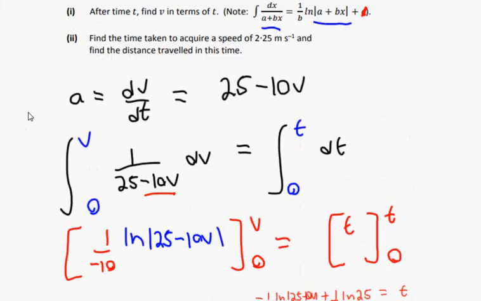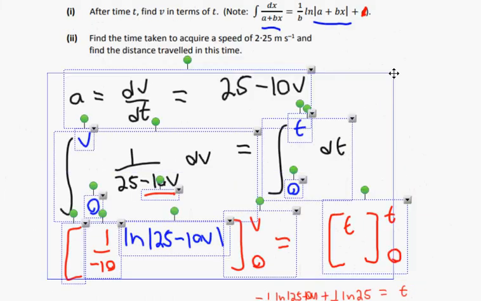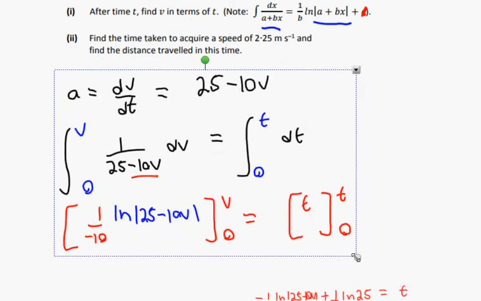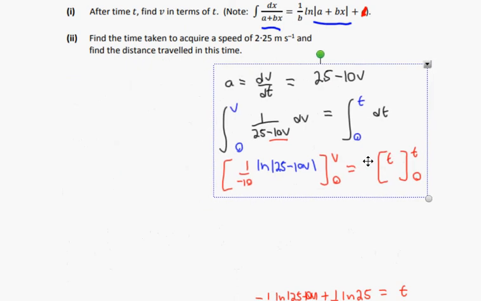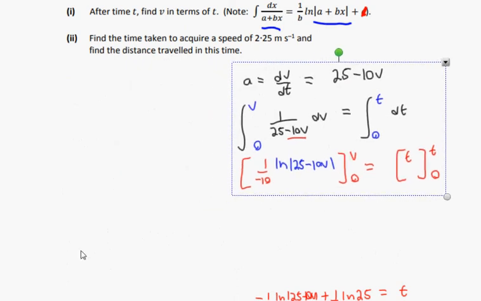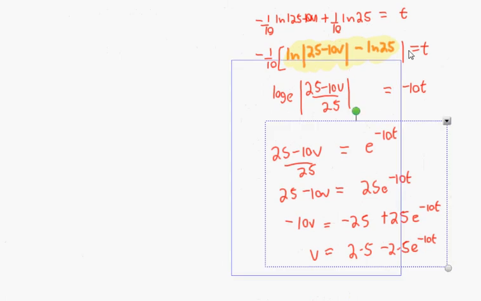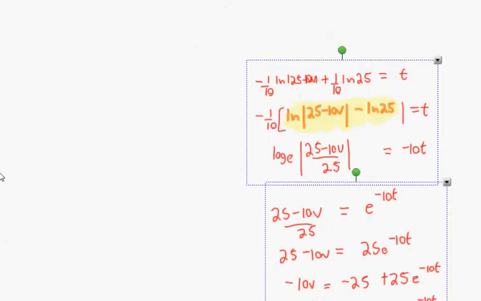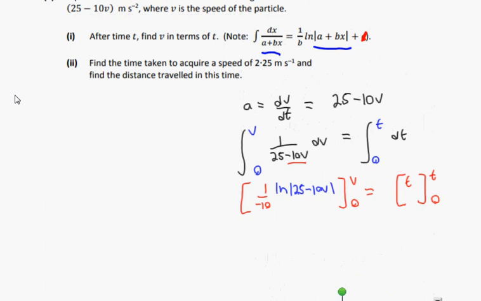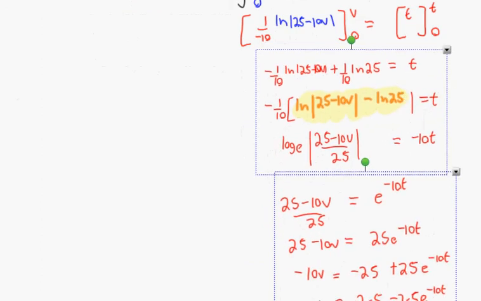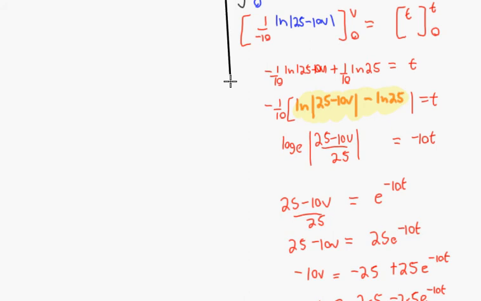Now what they're trying to get us to do next is find the time taken to acquire a speed of 2.25 and the distance it travelled in this time. Oof, distance it travelled in this time. Why can I not just use a linear motion equation? Acceleration isn't constant, so that's a complete no-go for me, I'm afraid. So I might be struggling with that a little bit.